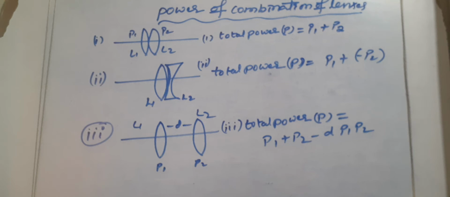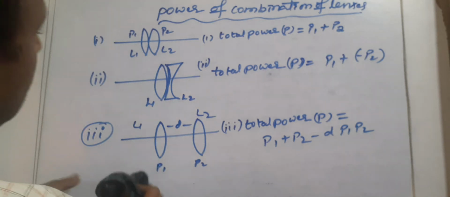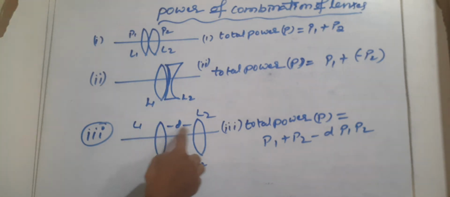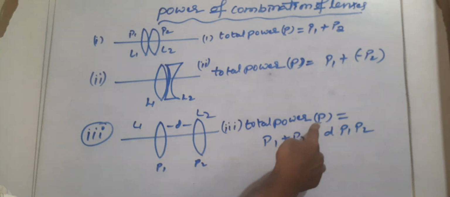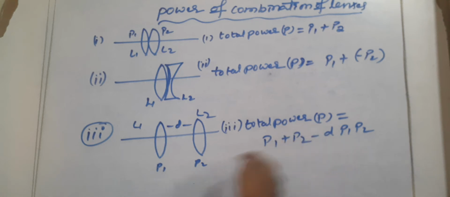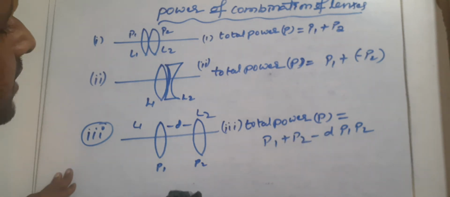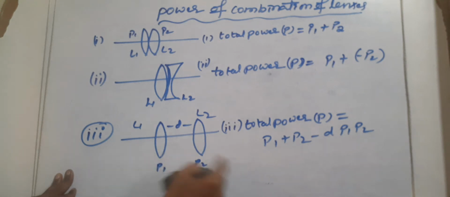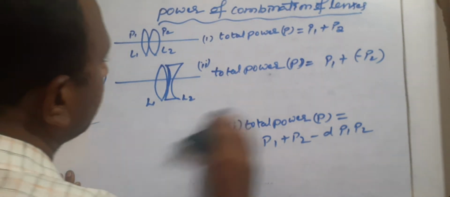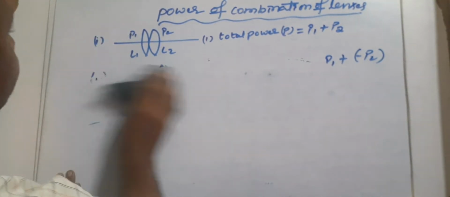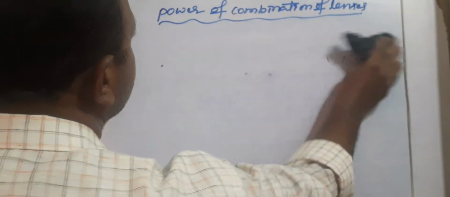Now we can see examples of problems, students. In all these cases, it is a lens L1, lens L2, and between them a distance. In this case the total or effective power is given by P1 plus P2 minus d P1 P2, where d is the distance or gap between them. Now we are taking a few examples for this.